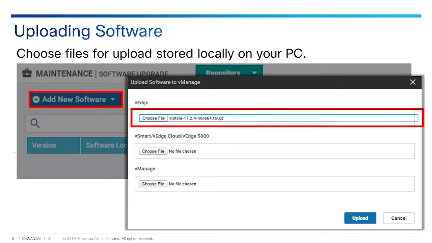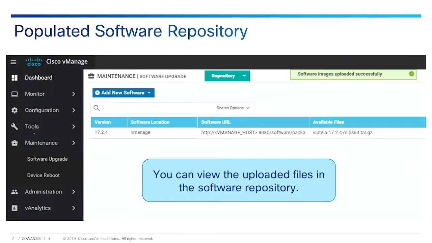To upload the software from Maintenance, go to Software Upgrades and click Add New Software. There's a big button. Then a pop-up window, as shown in the slide, is going to be displayed. You can select image files for controllers and vEdges. Then just click Upload in the bottom right of the window to start the upload, and the files will copy to the repository. Once it's uploaded, you'll see the files with their version number and what type of software they are.